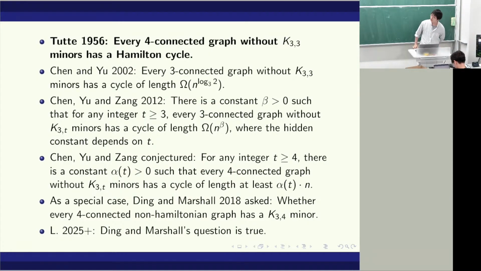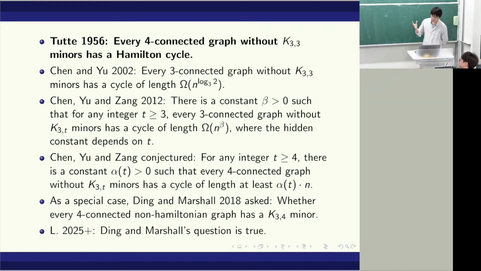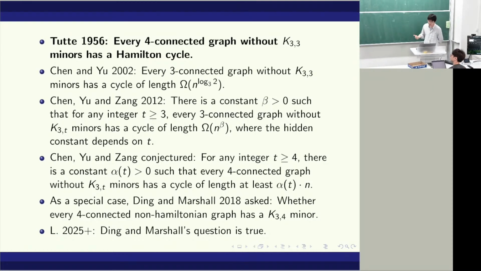And there is also other research motivated by this result. For example, in the statement of Tutte's result, we cannot replace 4-connected by 3-connected. But if we do so, we can still have a long cycle, in the sense that we can have a cycle of length on the order of n to the power of log 2 with base 3, which is something like 0.6. But it is not a linear cycle length.